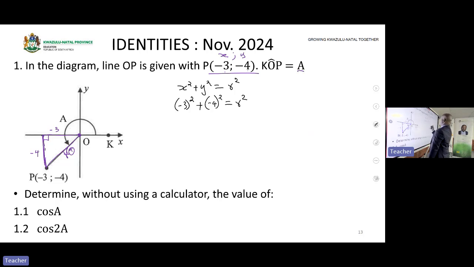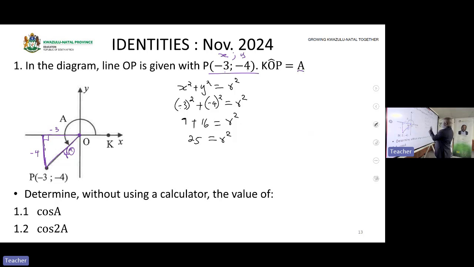What is -3 all squared? Negative times negative is positive, 3 times 3 will be 9, plus negative times negative is positive, 4 times 4 will be 16, equals what? R squared. And then 9 plus 16 will be what? It will be 25 equals R squared. Learners, this is R squared, it is not R.